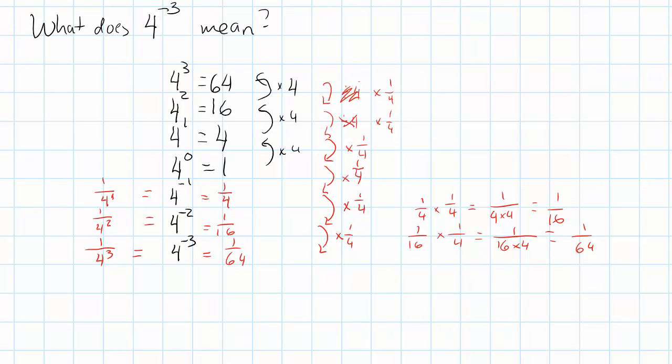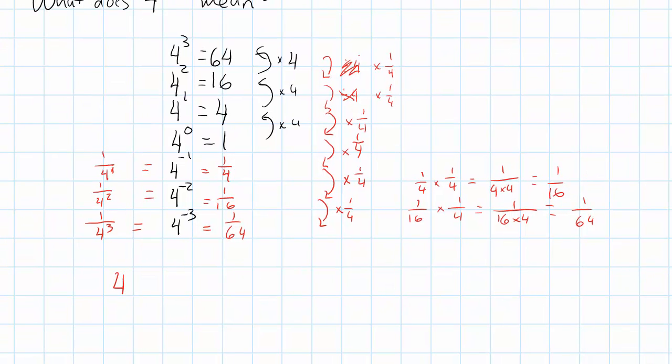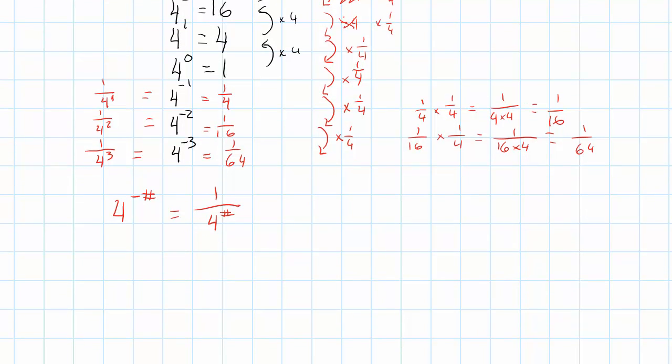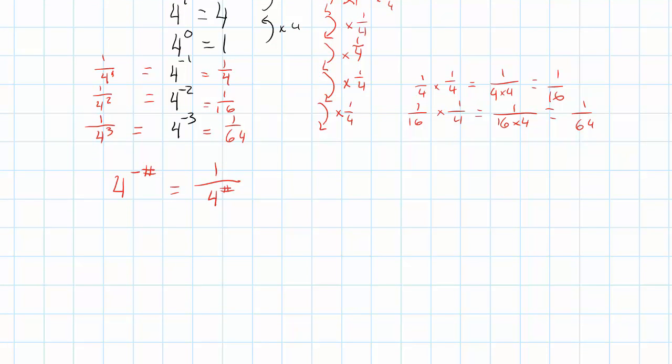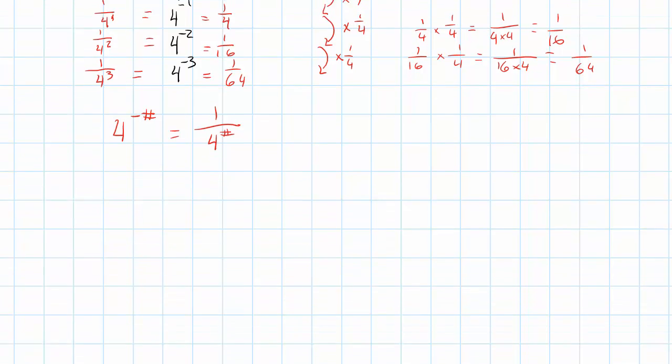So here's how we understand this. 4 to the negative some power is 1 over 4 to that power. That makes a certain amount of sense, right? When I repeatedly multiply by 4, I get powers of 4. When I repeatedly divide by 4, that's like taking powers of 1/4, which is like taking 1 over powers of 4.